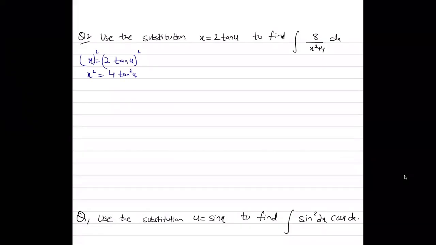Yes, sir. Then if x is equal to 2 tan u, I need to replace this dx with du. So I'll have to differentiate this. dx by du is going to be, differentiation of tan u is going to be secant squared u. Agreed? Yes. Now, you want to make dx the subject, so it is going to be 2 secant squared u times du.